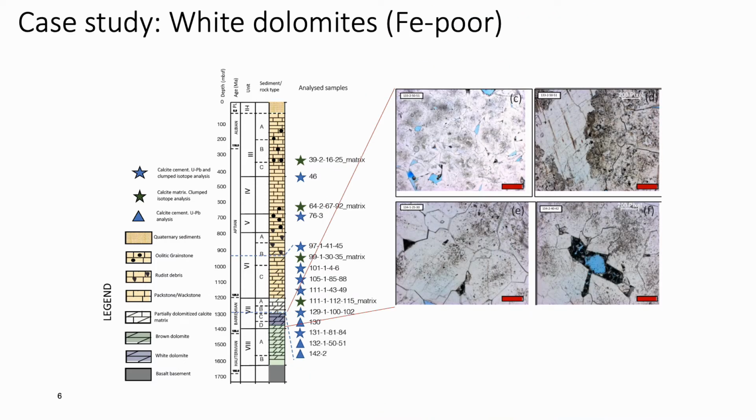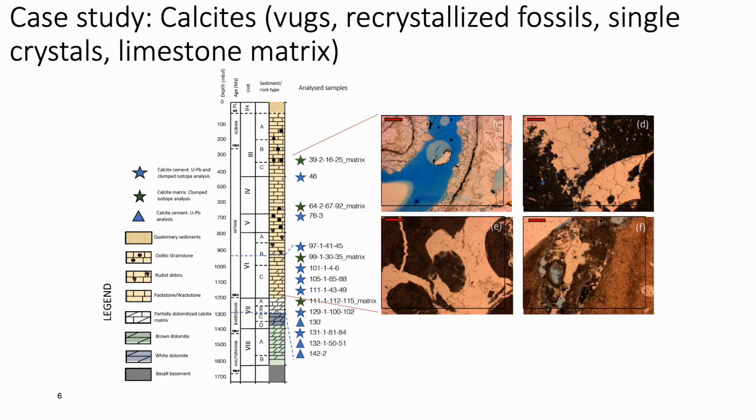This white dolomite is also found a bit higher up in the stratigraphy in a 50-meter window that is composed only of white dolomite, so iron-poor dolomite. And above this dolomitized section, we enter a section that is characterized by limestone, in which we actually find a number of interesting targets for clumped isotope, including vugs, recrystallized fossils, single crystals of calcite, and of course, micrite, or the limestone matrix. And Marija looked at all of these different textures.